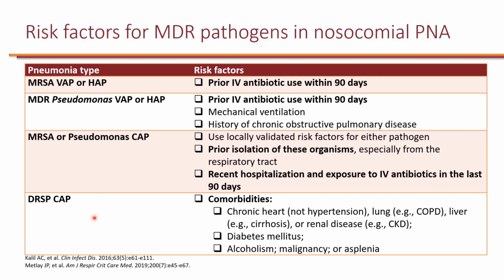And of course, because Streptococcus pneumoniae is the number one cause of community-acquired pneumonia, there are also risk factors for drug-resistant strep pneumo. Comorbidities, specifically chronic heart disease such as heart failure, chronic lung disease like COPD, chronic liver disease like cirrhosis, and chronic renal disease like CKD, are likely to select for drug-resistant strep pneumo. These patients, including patients with diabetes, alcoholism, malignancy, and asplenia, are more likely to be exposed to healthcare settings, so they are at risk of having drug-resistant strep pneumo.